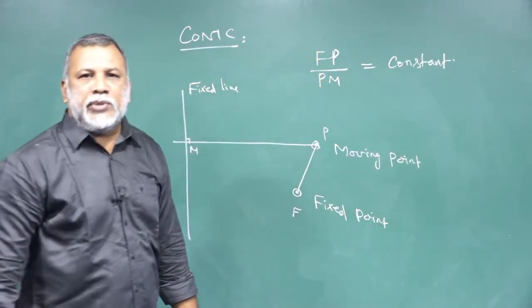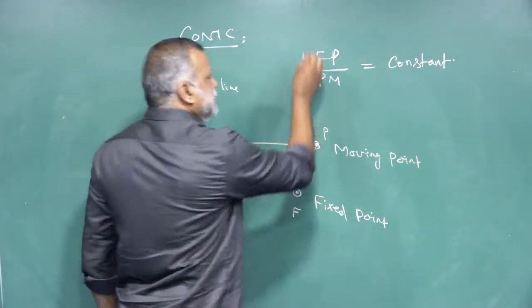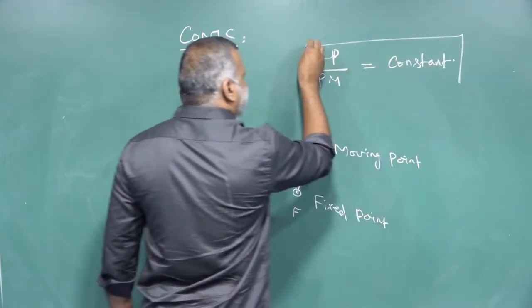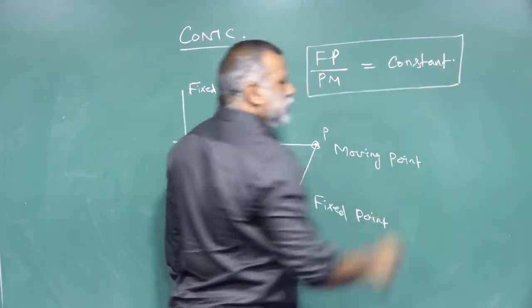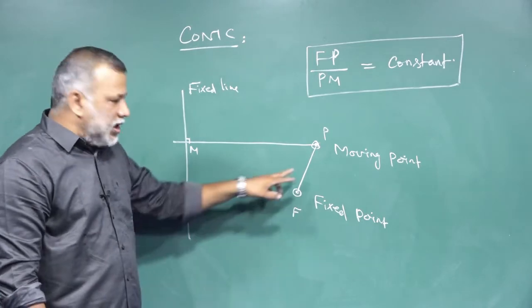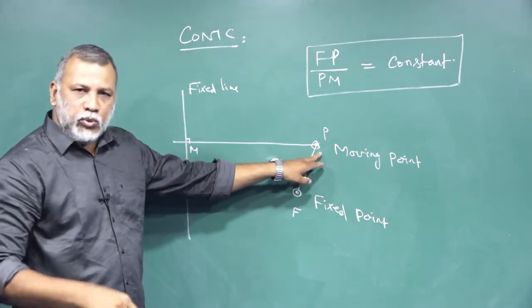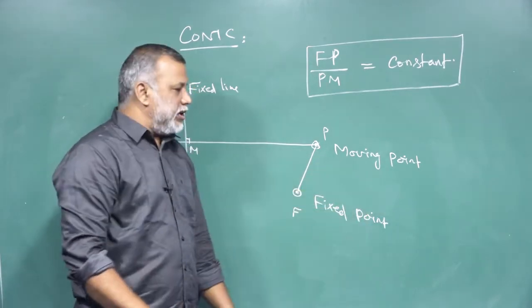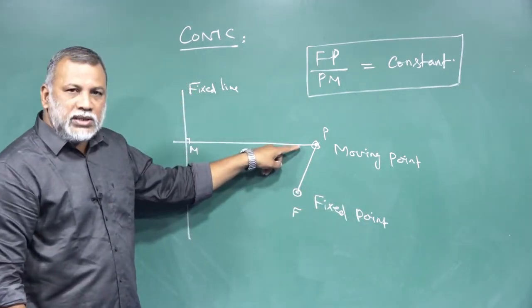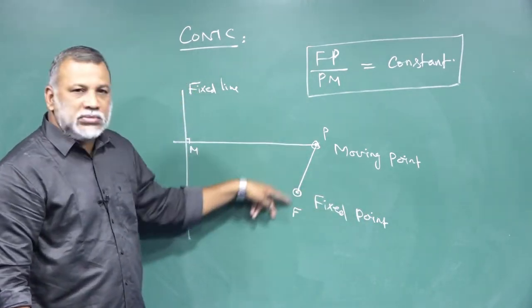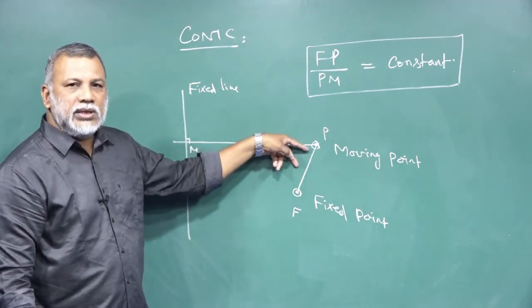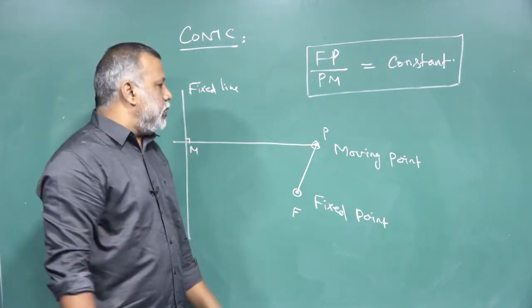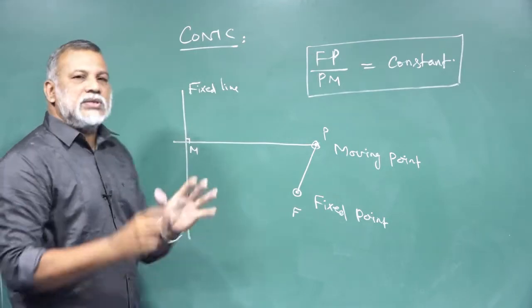This FP by PM is equal to constant. This is the definition of the conic. Once again, listen. The locus of a point, this is the locus, moving point. We are going to give the name after that. So this is the moving point. So the locus of this point, the distance from a fixed point, bears a constant ratio to the fixed line. So this is the definition.